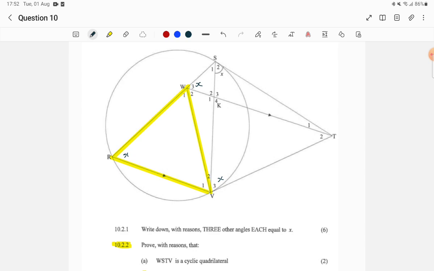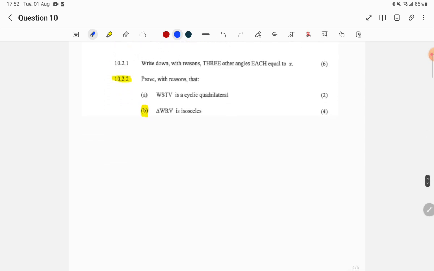So if that is true, then we can also say that W2 is equal to S2, which is equal to x. All right, so that's angles in the same segment. So let's put that down. W2 is equal to S2, which is equal to x, and that's angles in the same segment.